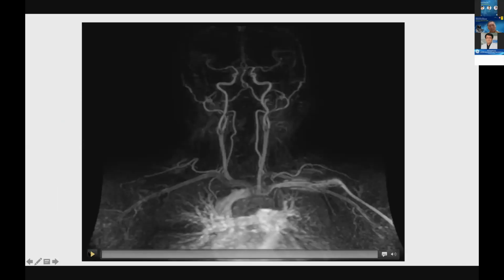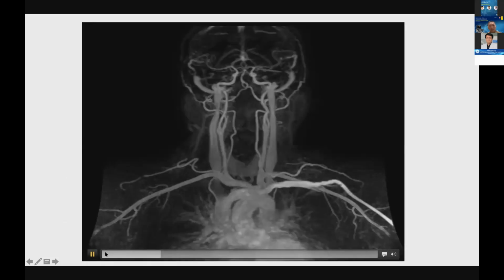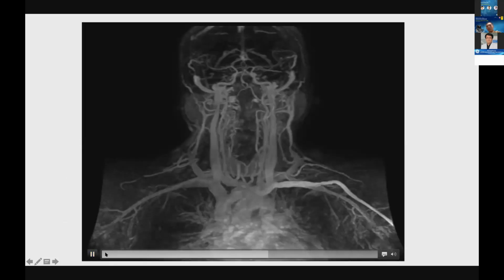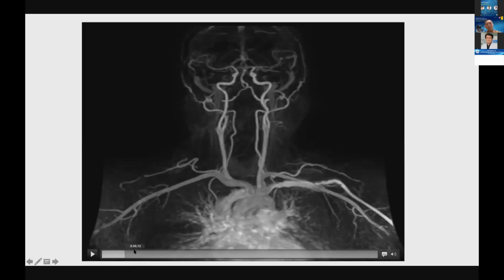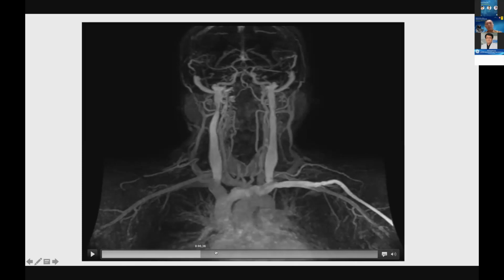This is TRICKS. You can see phase by phase: this is the arterial phase, this is parenchymal and early venous phase, and this is venous phase.